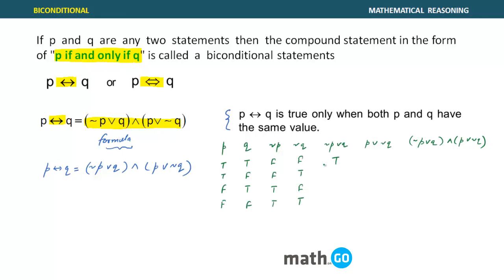So true here, right? False false will be false, true true will be true, and false true will be true. If any of them is true, then it will be true. Now P or negation Q. These are the two columns that you have to highlight. True and false will be true. True and true, true. False and false will be false, otherwise it will also be true.